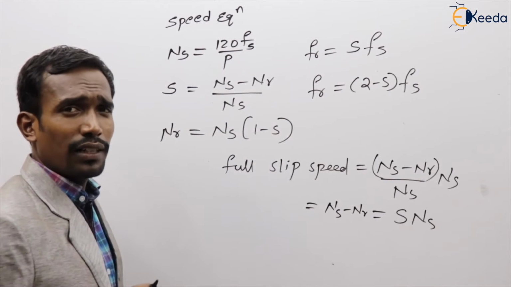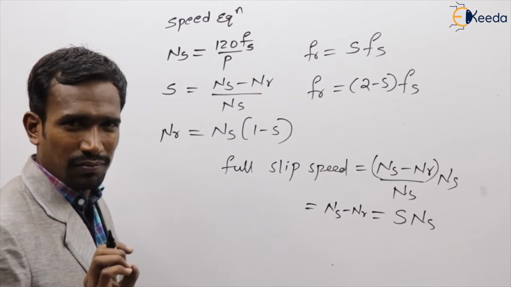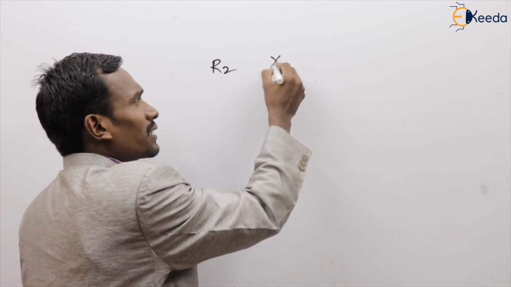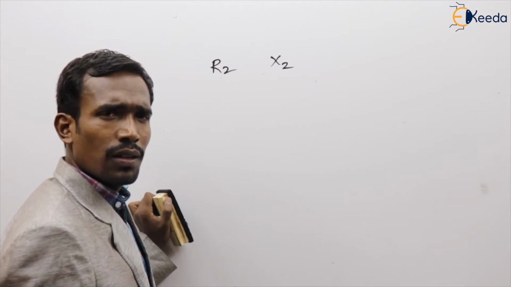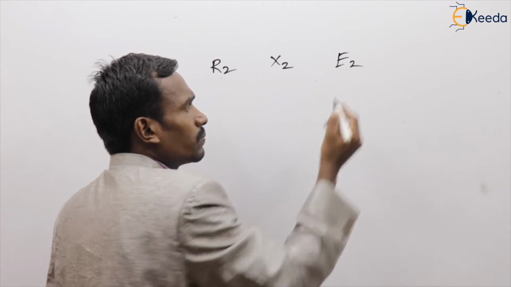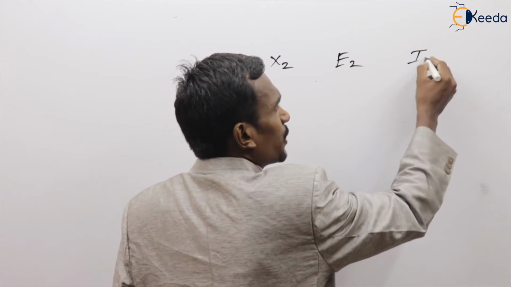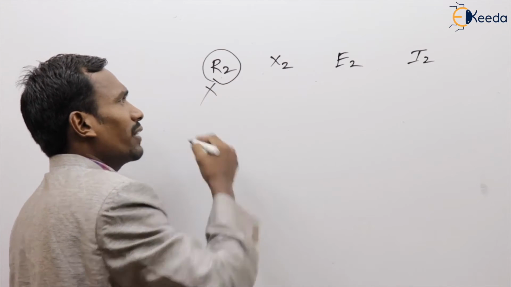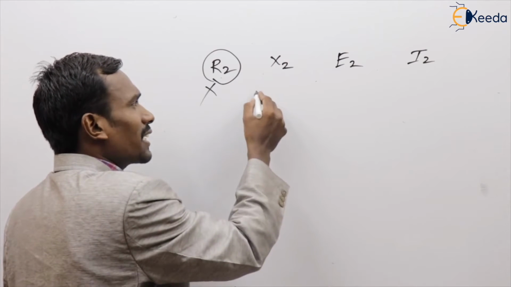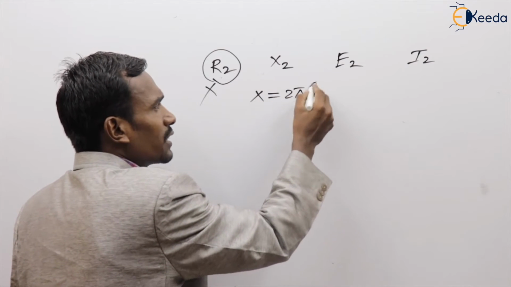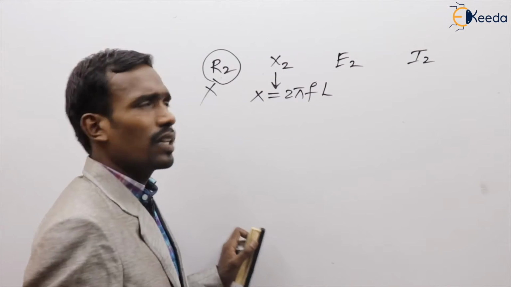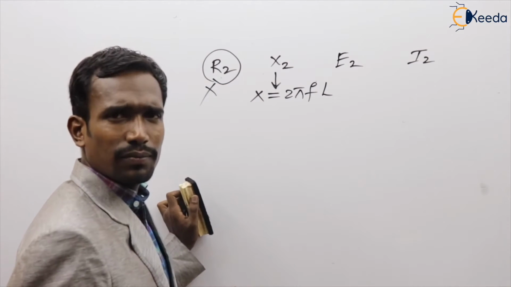Okay, now let's go for rotor analysis. First one, in rotor analysis, my rotor resistance is R2, my rotor reactance is X2, my rotor EMF is E2, my rotor current is I2, like that. Generally, resistance is independent of frequency, but reactance depends on frequency because it is 2 pi FL.